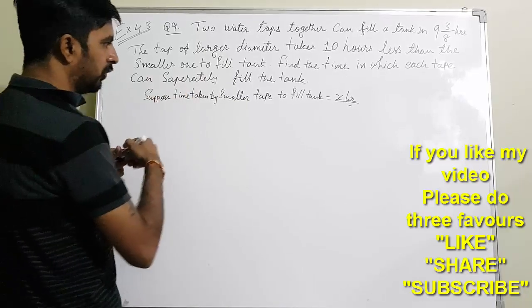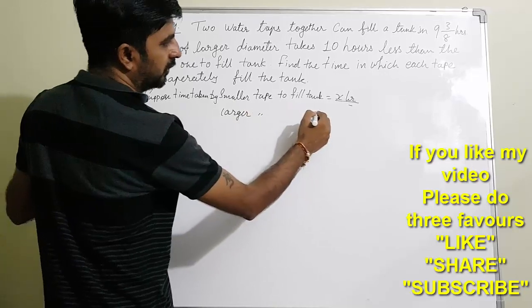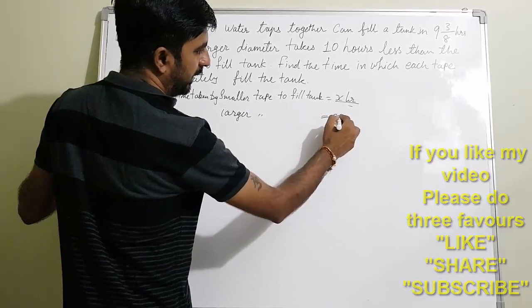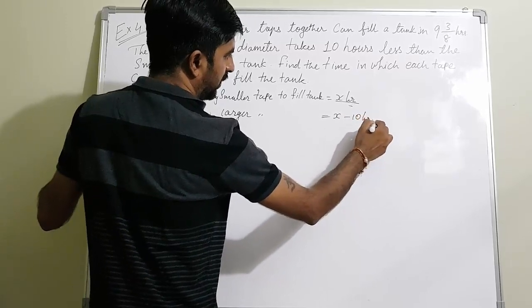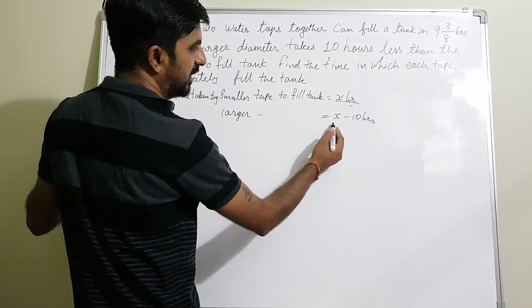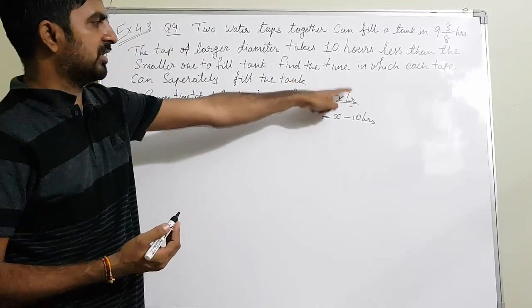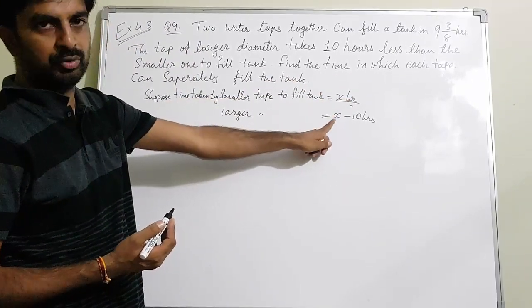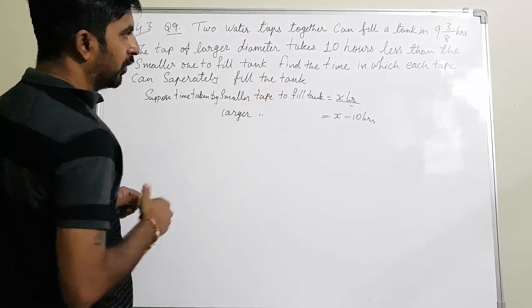Now the time taken by the larger tap to fill the tank will be x, now 10 hours less, so x minus 10 hours. If you take the larger tap's time as x, then here you have to add, x plus 10. You can take that also, and suppose x here, whatever you like. So first you have to do this thing.